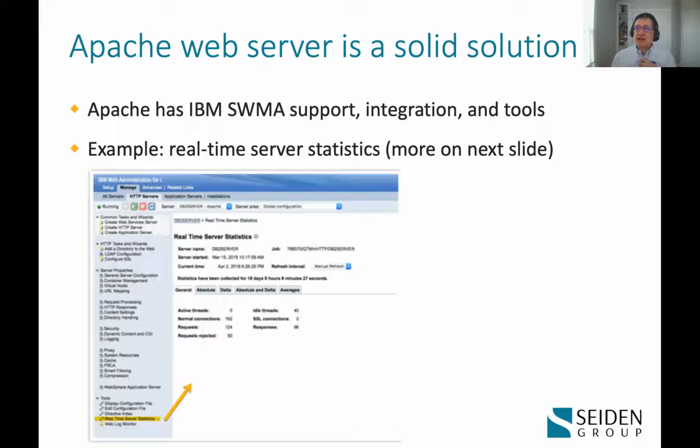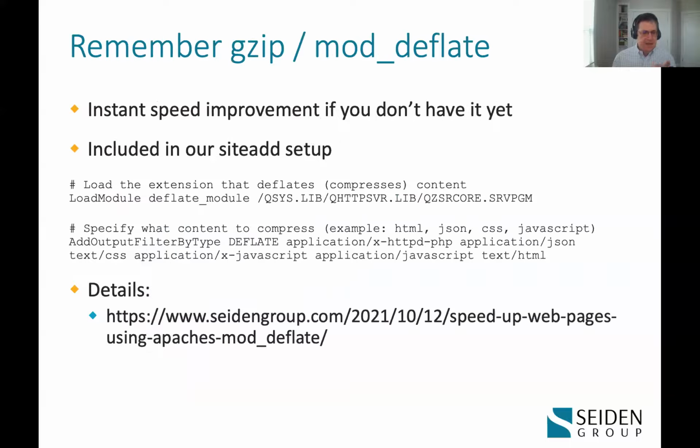Apache is a good solution. Some people prefer Nginx, but I think the IBM supported standard Apache is still great. It has integration of tools like these real-time server statistics. You do this through your normal Apache web administrator, and it shows you how many threads are being used, how many users are in the system, and things like that. So I love the IBM integration there.